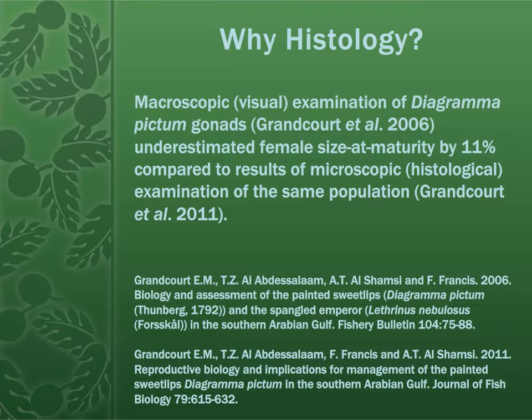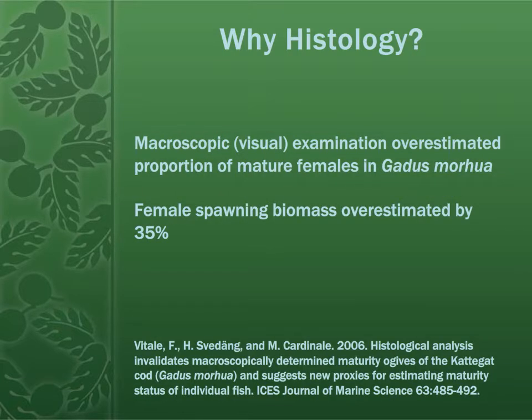Grandcourt et al. worked on a sweet lips, did visual examination of gonads in a study in 2006, later went back and did a histological examination on the same population. It turns out that their visual examination underestimated the female size at maturity, or the female adult size, by 11% compared to their histological study. Vitale et al. found the same sort of thing for cod.